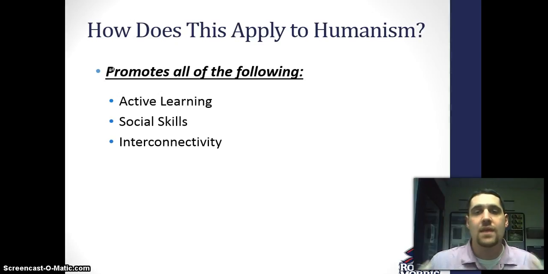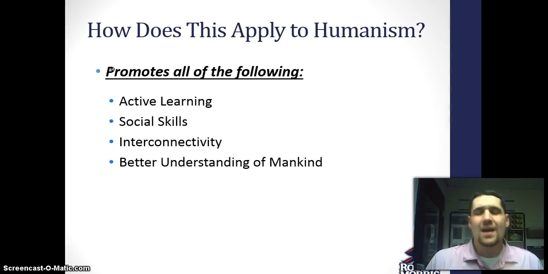Interconnectivity. It creates a better understanding of the other perspective. You create this sort of web of connections that learn from people that you normally wouldn't learn from, which leads to a better understanding of mankind.